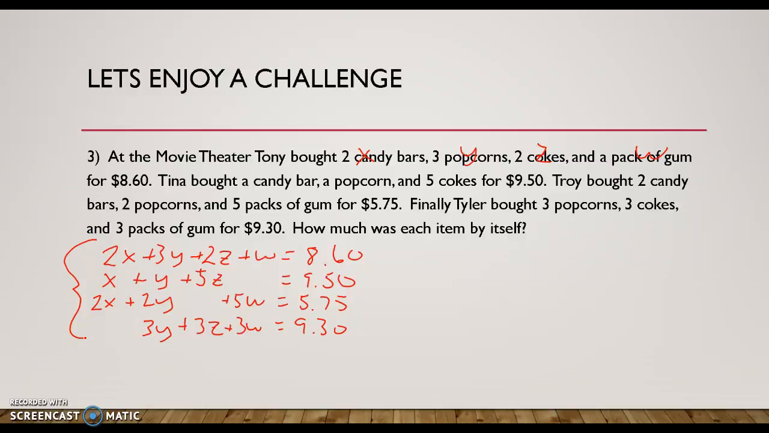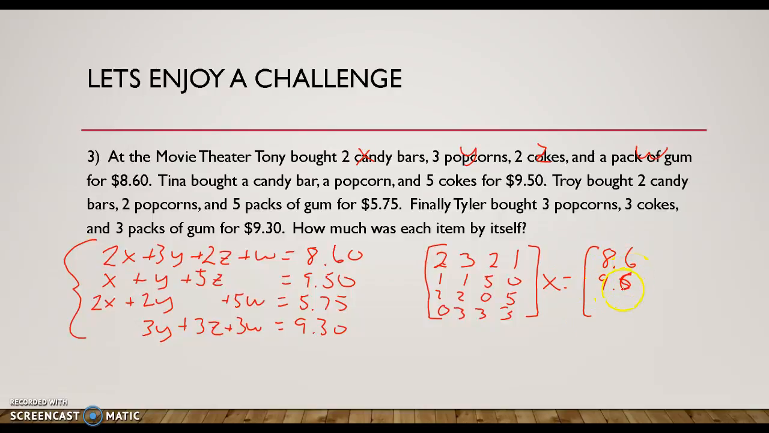4-dimensional system of equations, and we would want to set that up as a 4x4 system. It's going to be 2, 3, 2 and 1, and then 1, 1, 5 and 0, and then 2, 2, 0 and 5, and then 0, 3, 3, and 3. Times X is going to equal our answer matrix, which is 8.6, 9.5, 5.75, and 9.3.